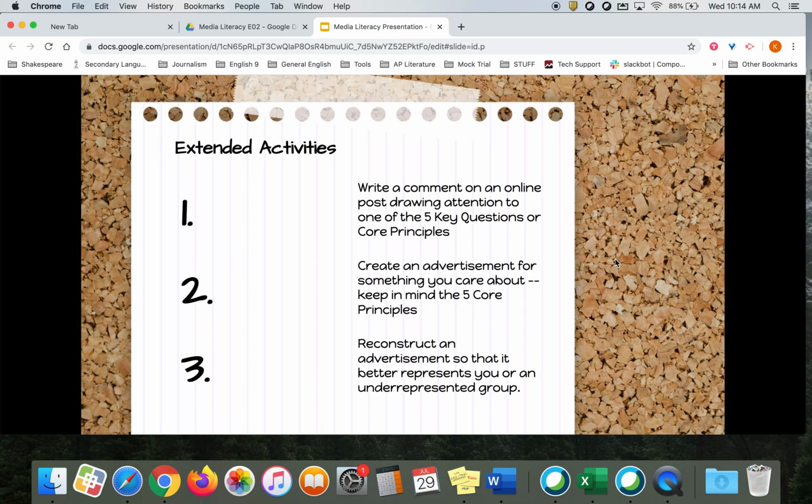And then the extended activity would be for them to choose one of these 3 things or create their own kind of social media platform, whatever they are most comfortable with, and doing something where they have to apply the 5 core principles to something that they produce. And that is my project.